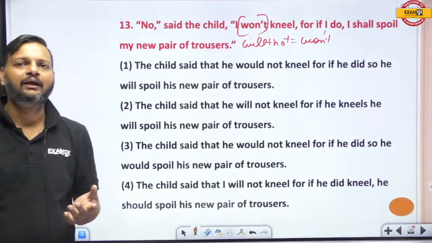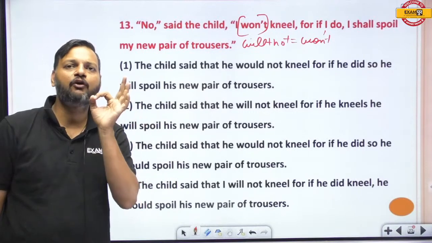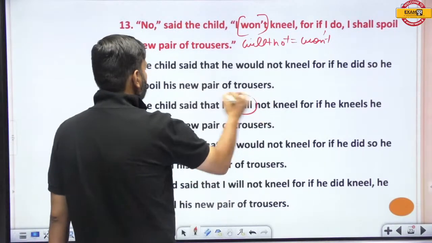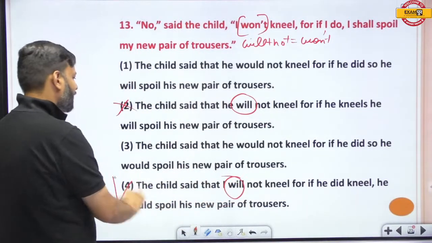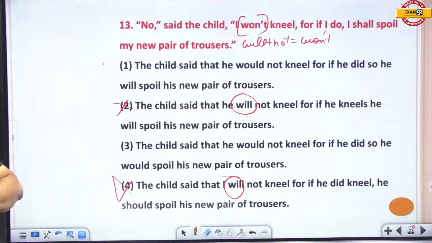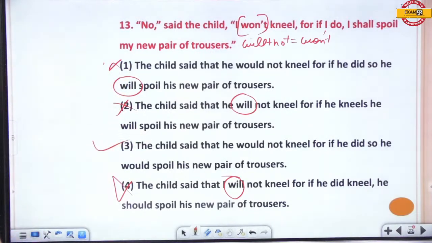So won't means will. And if there is will in the direct sentence, you have to look for would in the indirect. So here we have will, eliminate. In option 4, we have will, eliminate. Now we have two options remaining, 1 and 3. So the child said that he would not kneel, for if he did so, he will spoil his new pair of trousers. So here, will, eliminate this as well. The answer is 3.